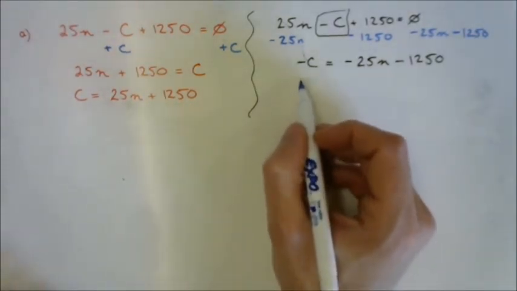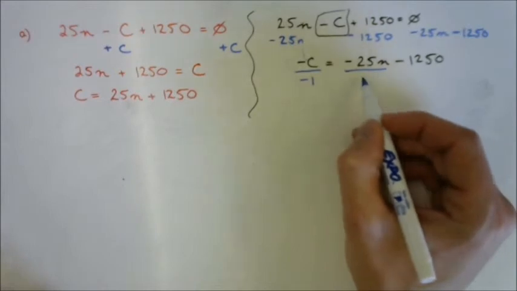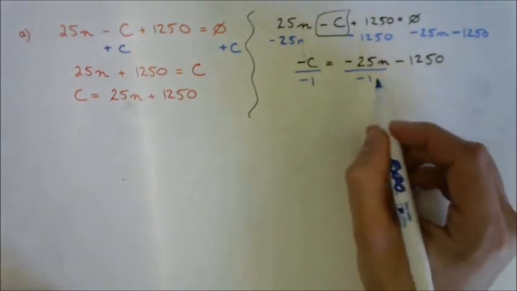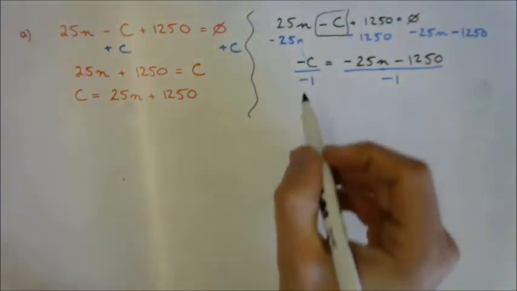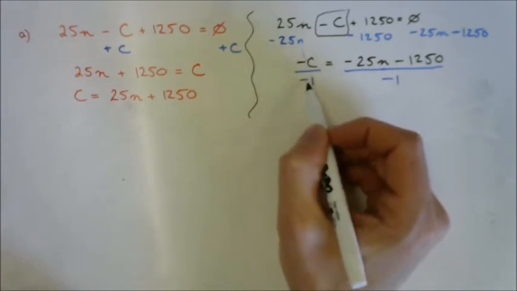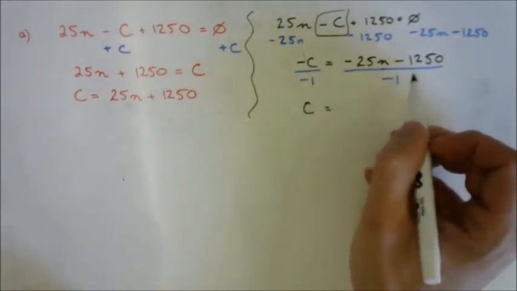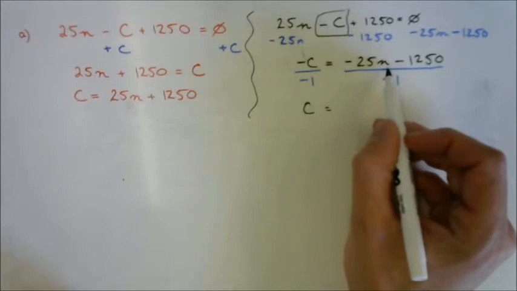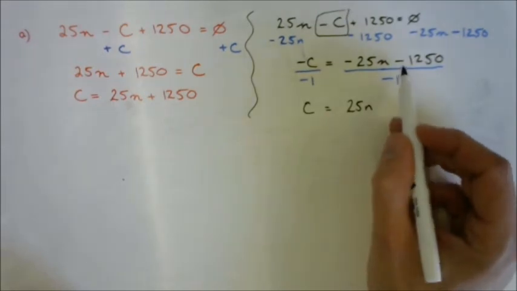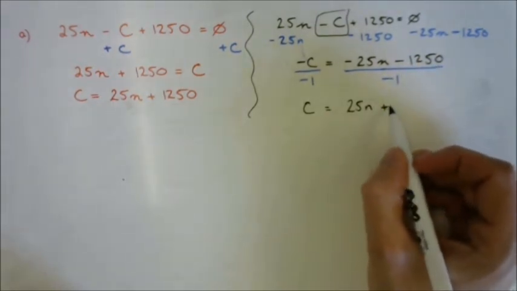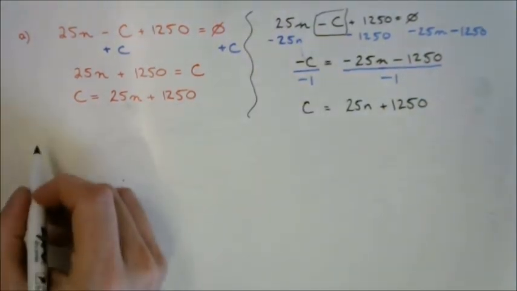Another way to think about that, guys, I'm going to do it differently. I'm going to divide both sides by negative 1. So all that does is change the sign, right? Negative divided by a negative is a positive, and anything divided by 1 is just itself. And then both of these terms are going to get divided by negative 1. So negative 25n divided by negative 1 becomes positive 25n, and negative 1250 divided by negative 1 becomes positive 1250. Did we get a different answer or the same? Same. Good. Carry on.